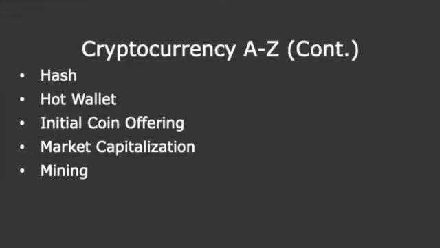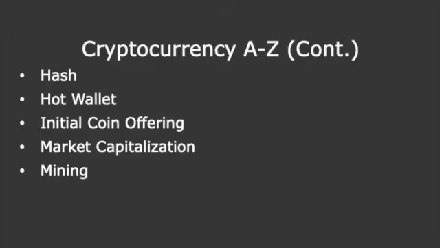All right, next is the word hash. Hash is a unique string of numbers and letters that identifies blocks that are tied together to crypto buyers and sellers. So if you look at your wallet, it's the series of numbers, usually starting with 0x, dot, dot, dot, but that's your hash.